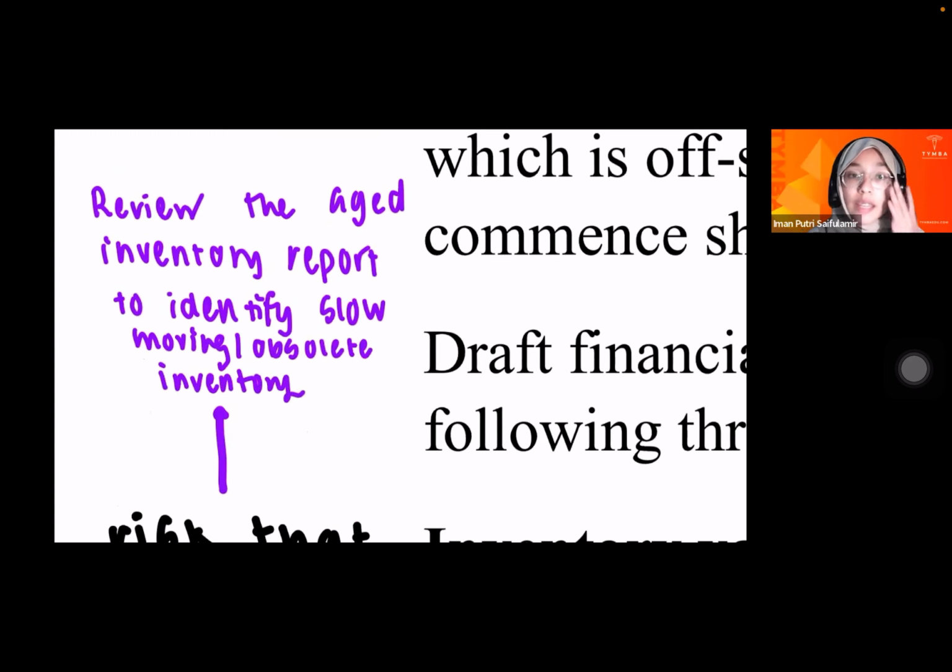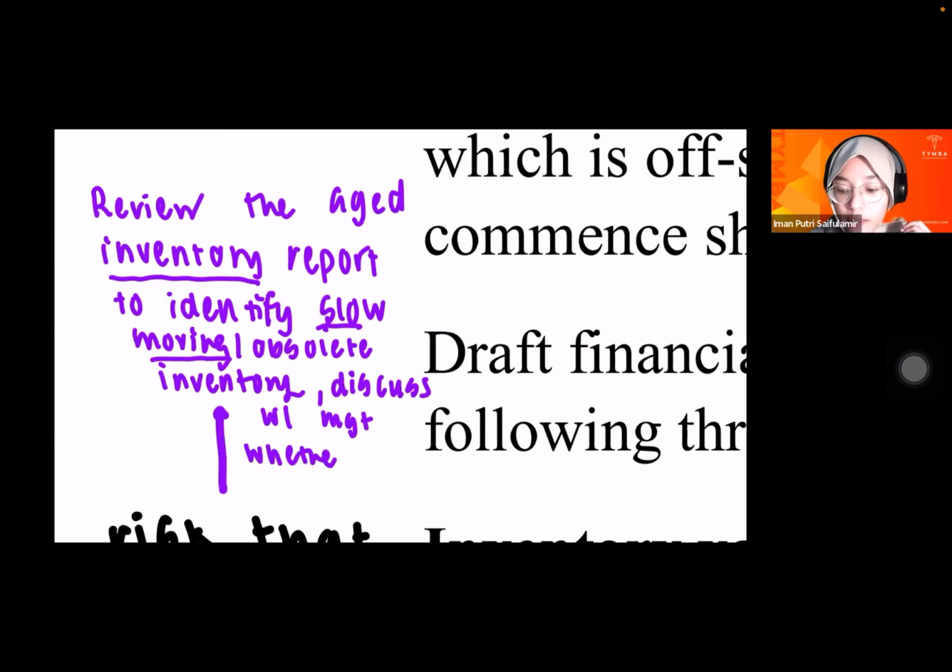So similarly, even when we are answering for receivables, right, we review the aged receivables report. We will discuss with management. This is on receivables, right? We discuss with management whether an additional allowance for receivables is required. Correct? So this is basically the same thing. The only thing that I'm changing is the aged inventory report. Review the aged inventory report to identify slow-moving inventory. Okay, it's the same point. We discuss with management whether allowance for inventory is required.